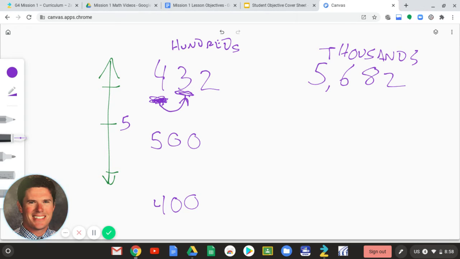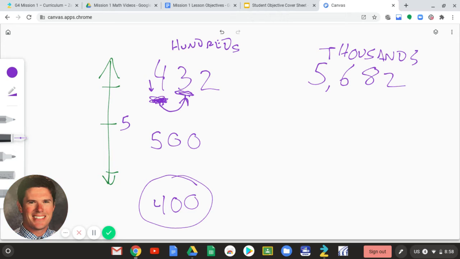Is it more than 5? Is it 5 or greater? Or is it less than 5? Okay. And in this case, well, the number I'm looking at is 3. Well, is 3 greater than or less than 5? It's less than. So since it's less than 5, it tells me that I need to round down. So that 432, that 400 rounds down. So it would round down to the 400.